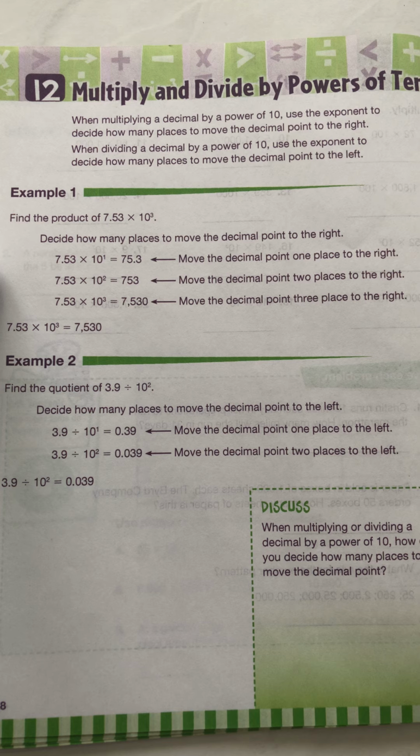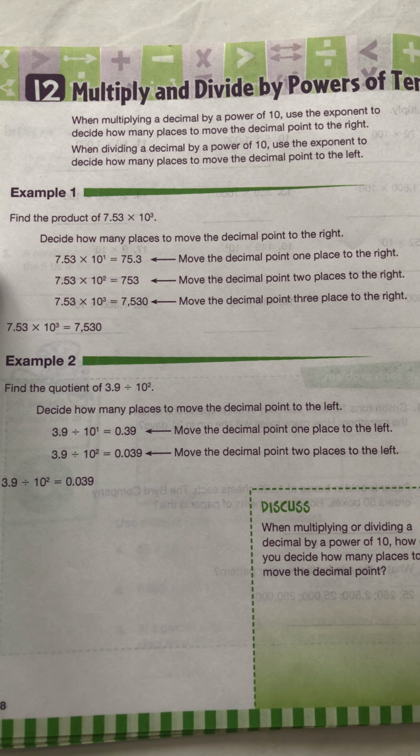So when you divide by a power of 10, you're actually going to be making the number smaller. You're really multiplying it by a fraction or dividing it by 10. So let's take a look at some of these. It says when multiplying a decimal by a power of 10, use the exponent to decide how many places to move the decimal point to the right. So you're moving the decimal point to the right in order to make the number bigger.